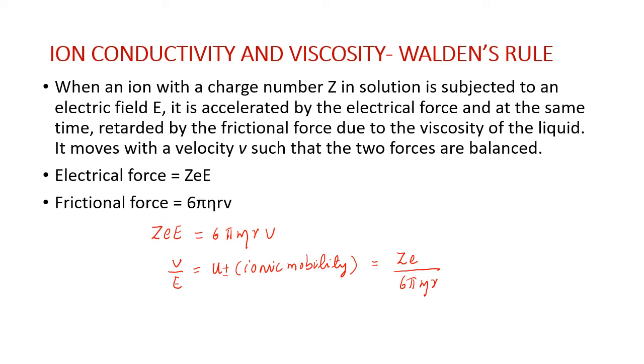And the ion conductivity lambda plus or minus, the ion equivalent conductance or molar conductance, is given by the expression U plus or minus into Z into F. Or we can write this expression as lambda plus or minus equals, U is Z e divided by 6 pi eta r, so that into Z into F, or molar ionic conductivity equals Z square into e F divided by 6 pi eta into r.